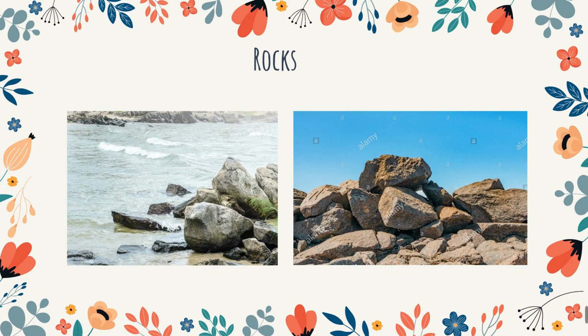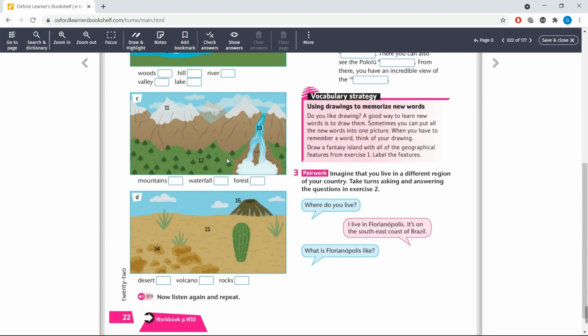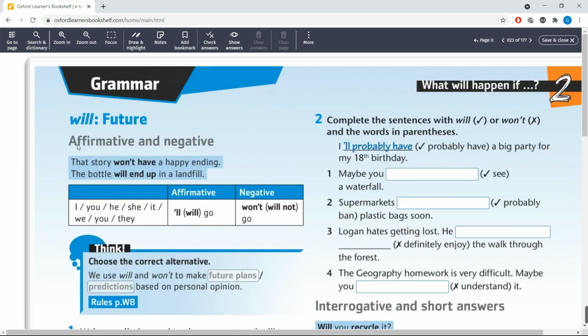Okay, so this was the vocabulary of the unit. Now we go to grammar. So, in the case of grammar, we have will. In this case, we use will to make predictions based on personal opinion. Okay, so we have affirmative and negative.